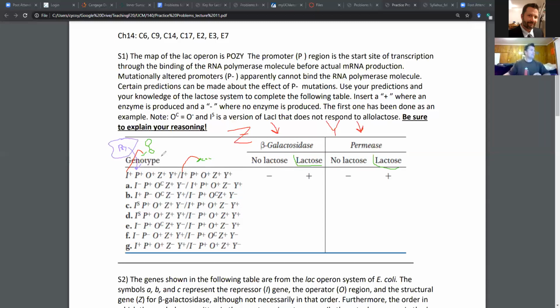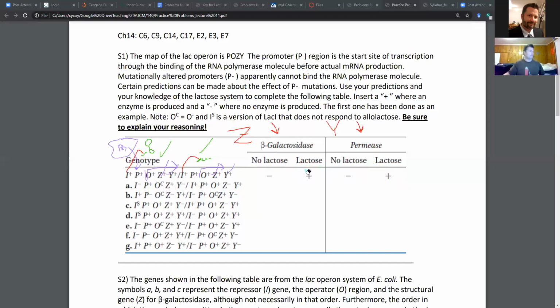And so since that blocks it, this means we're good to go. Polymerase sits down, and then it would transcribe. And that's why we would get production of both the Z, check mark there, check mark there, and the Y, check mark there, check mark there. So this is your wild type. This is what you expect. This is kind of almost reminding you of how this whole thing works.